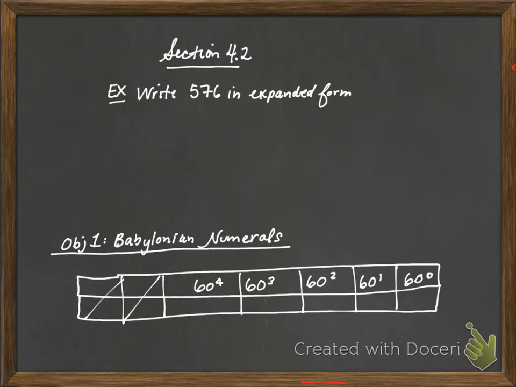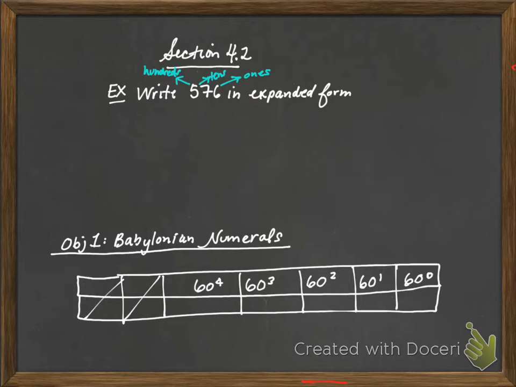Before we learn how to change a number in the Hindu Arabic system, or HA system, which is our system, into the Babylonian system, we have to understand how to write a number in expanded form. So the first example asks us to write 576 in expanded form. Before I do this, I'm going to look at each digit: the 6 is in the ones position, the 7 is in the tens position, and the 5 is in the 100 position.